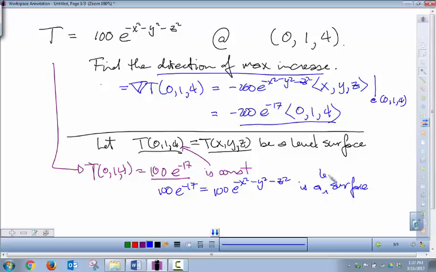Well, technically it's a level surface. That's a level surface to that function. Can anybody guess what this might look like? It looks complicated, right? But if you break it down, Jake said it was going to be a sphere. You guys agree? If you cross out 100, take the ln of both sides, and then take the negatives out, x squared plus y squared plus z squared equals 17. So this is a sphere.